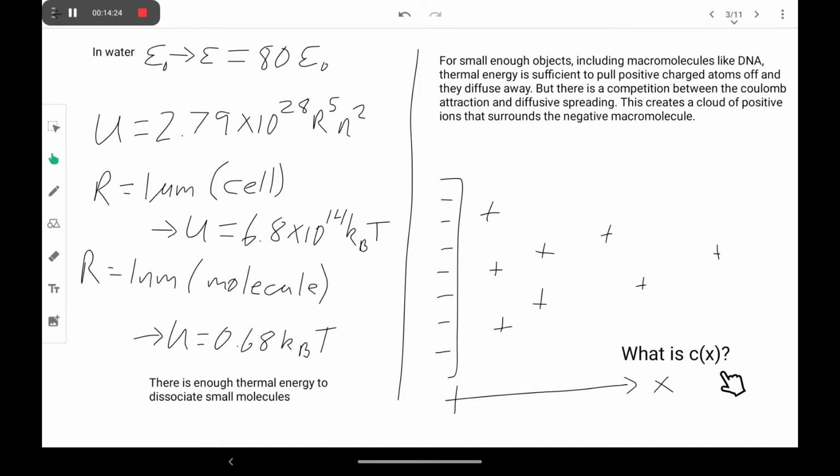Our question is, what is that concentration profile? If we measure x from the surface of the molecule away from it, what is the concentration? What is that function C of x? That's going to be our goal. We're going to see it's a little bit complicated because we need to find two things at once. We need to find the distribution and the potential, and those are interconnected. But we'll see that with some good math tools we can solve it.